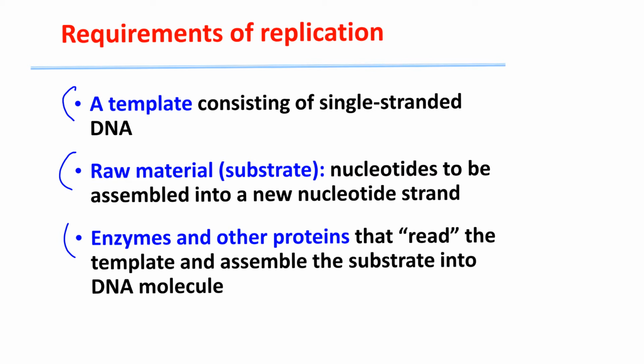Raw materials are nucleotides. Basically, nucleotides need to be added into the growing strand of DNA. So where do they come from? The substrates for nucleotides are nucleoside triphosphates. Enzymes such as DNA polymerases read the template, read the nucleotide, and bring and add the complementary nucleotide to it.